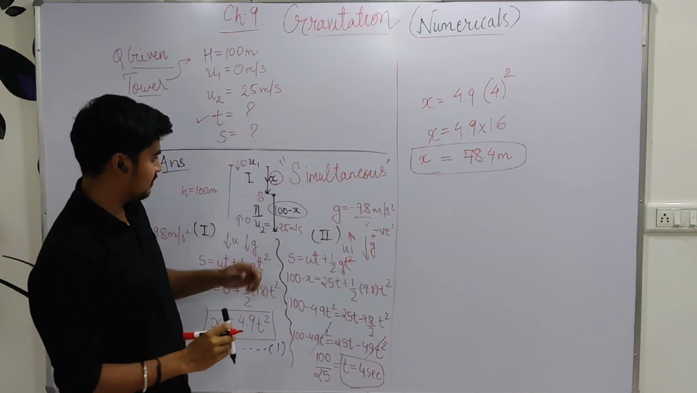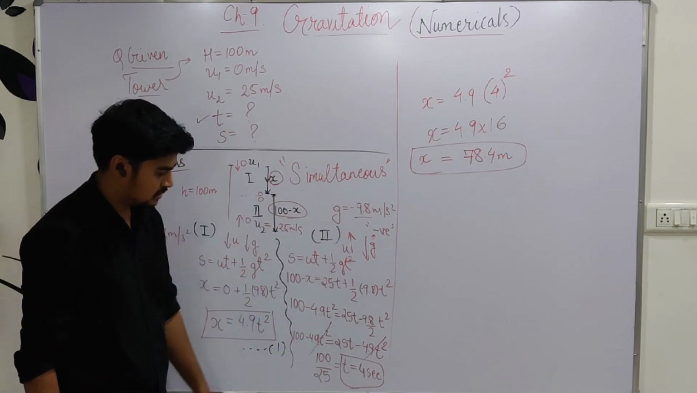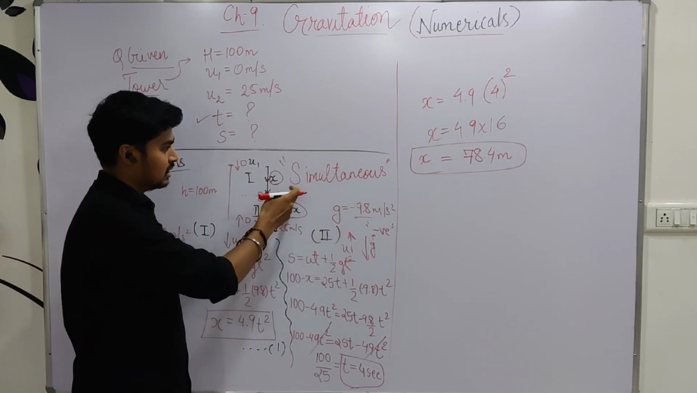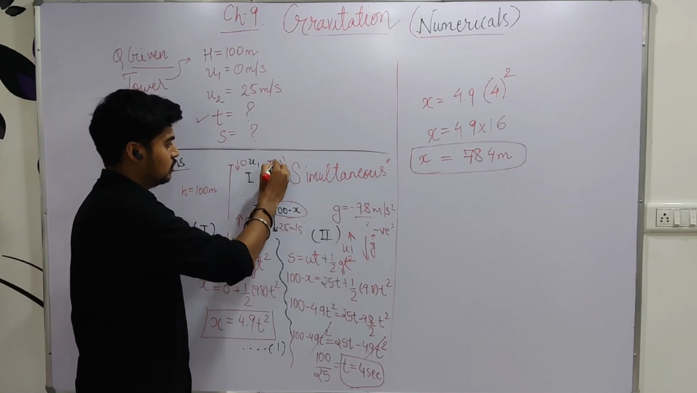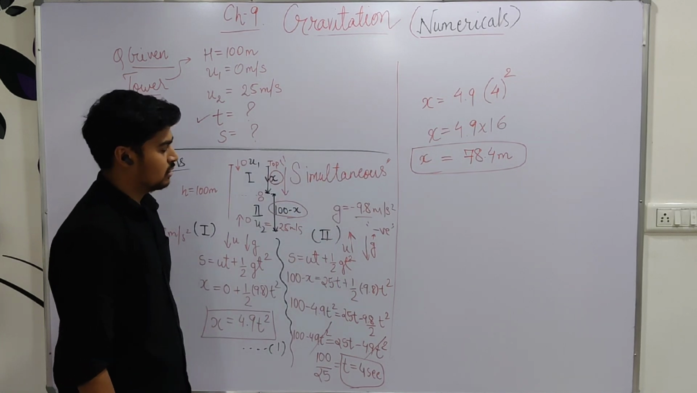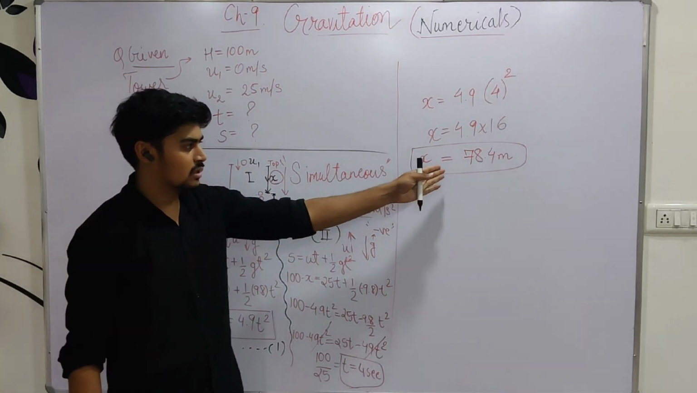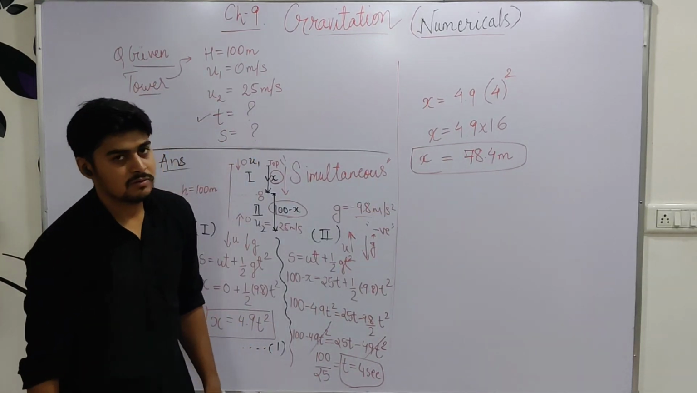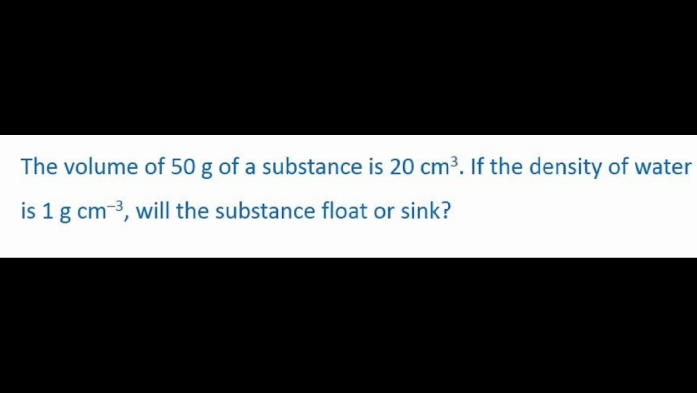So the time when they meet will be 4 seconds, and the distance from the ground, as okay, that particular distance x was from the top of the tower. From the top of the tower it was 78.4. If you want, you can also calculate from the ground, which will be 100 minus x. So 100 minus 78.4 will be the distance from the ground. You just have to subtract it from 100.